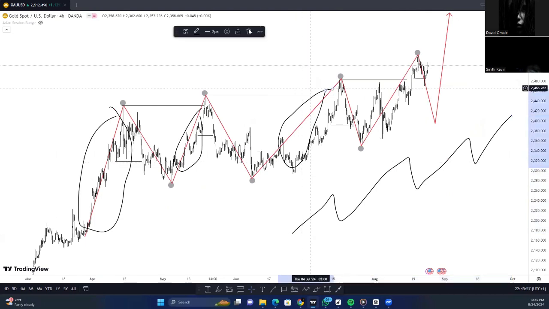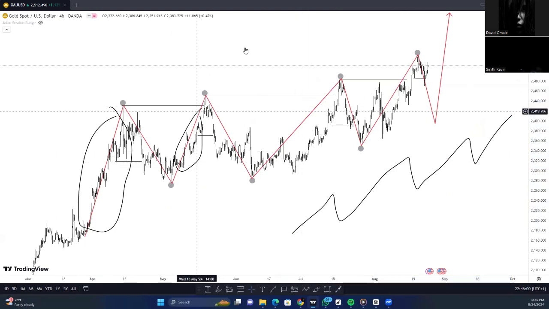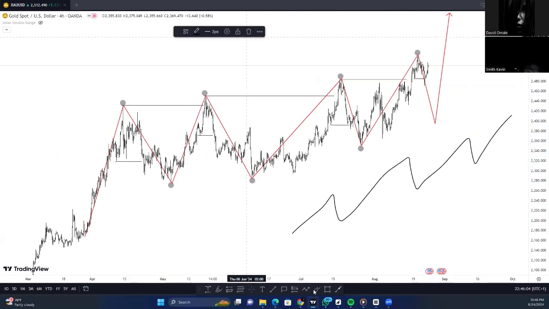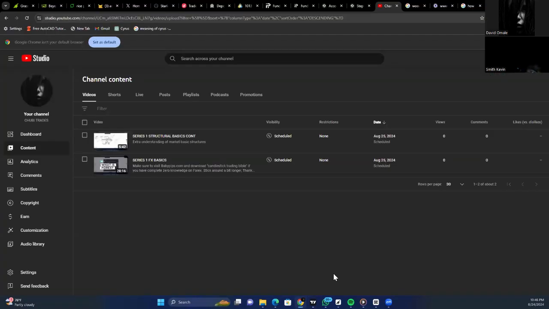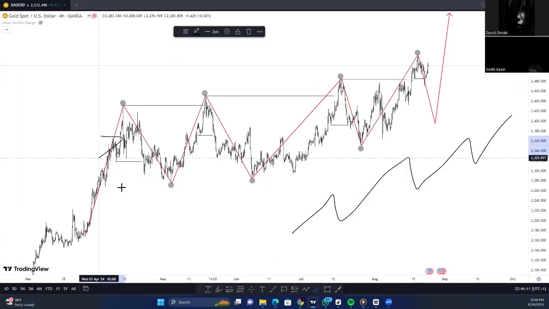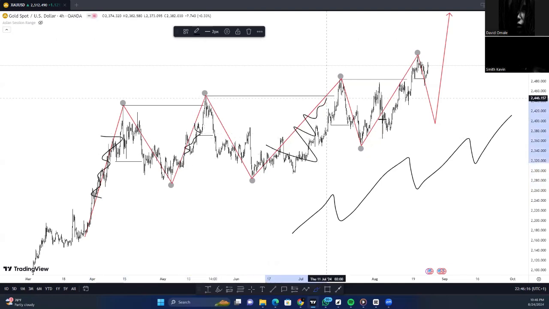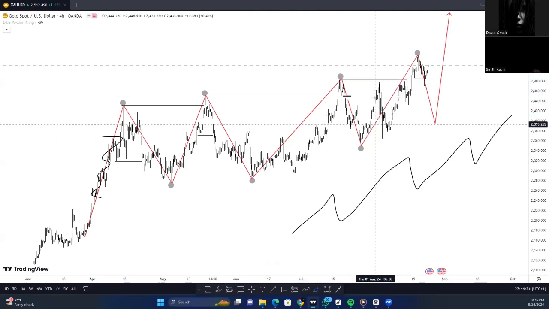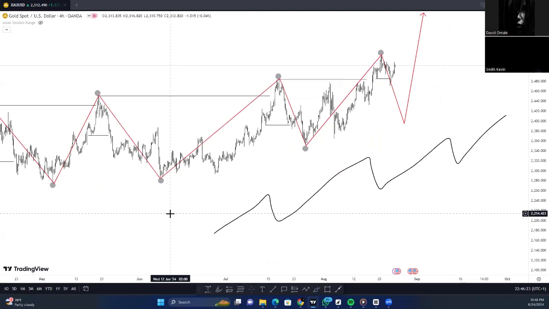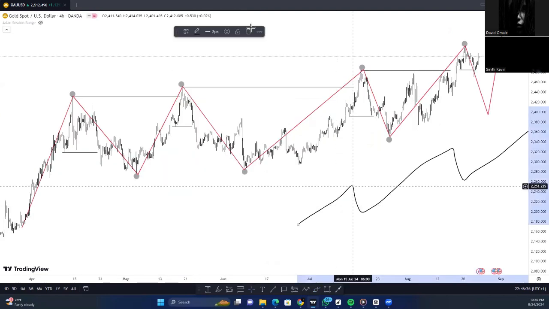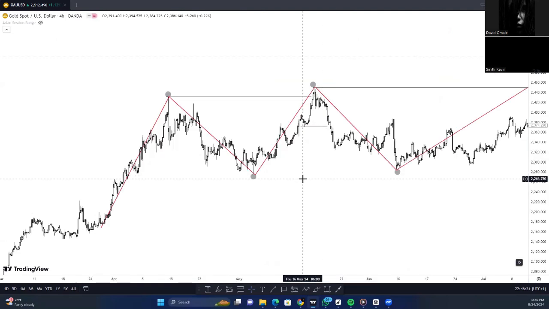So if you look closely, all these areas are our impulsive legs. Then the others are retracements. So having these inducement concepts in mind, you get to map out structure the right way.